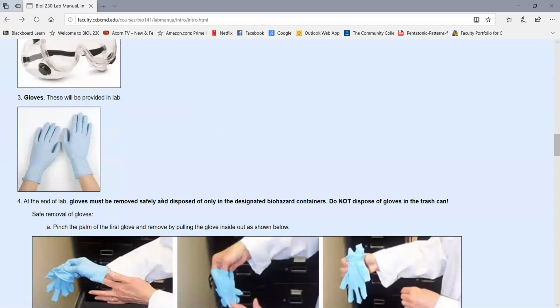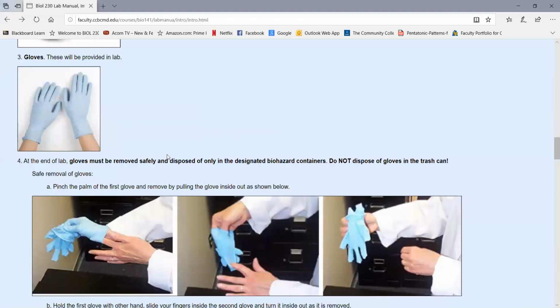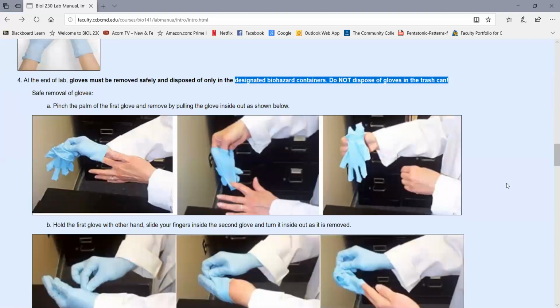Also, you'll be expected to wear gloves. We will provide the gloves. And after we're done using the gloves, they have to be disposed of in the designated biohazard container. So do not dispose of gloves in a trash can. That is an OSHA violation, and you can lose core points for doing that.